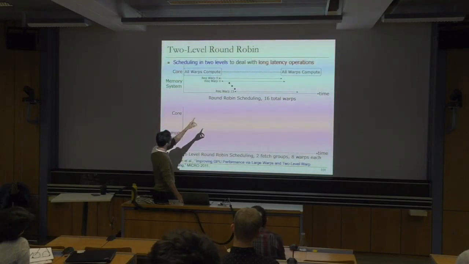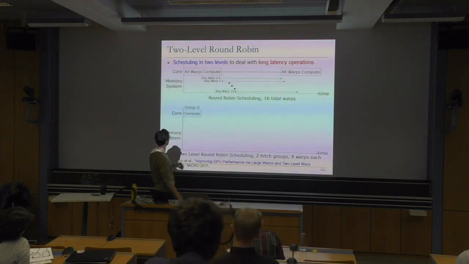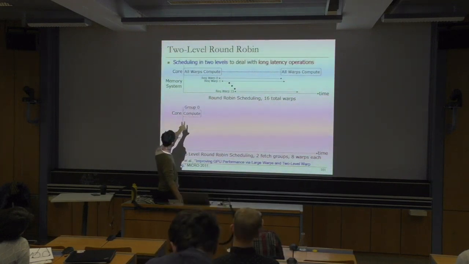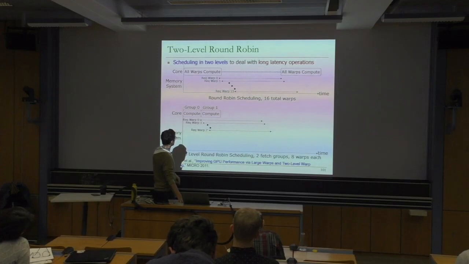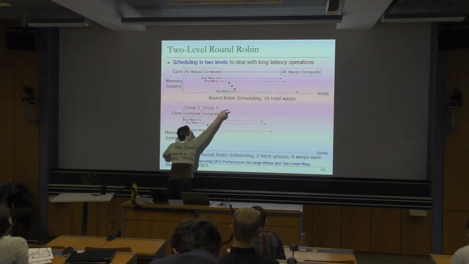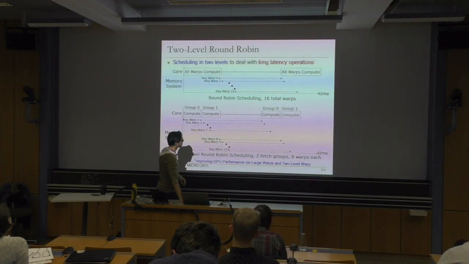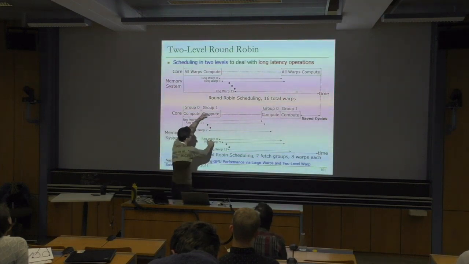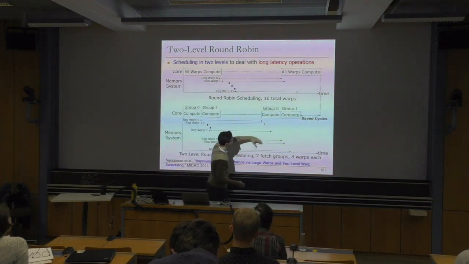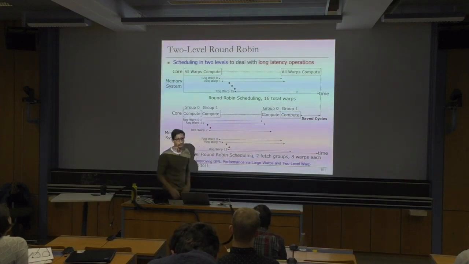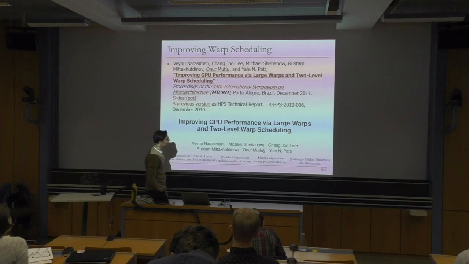For the long latency operations, what they do is a two-level warp scheduling. They organize the warps into smaller groups, such that they first schedule round robin inside a group and then schedule round robin across groups. And this way, as you can see, it's quite clear, you can achieve more overlapping and save execution cycles in the end. And this is the paper.